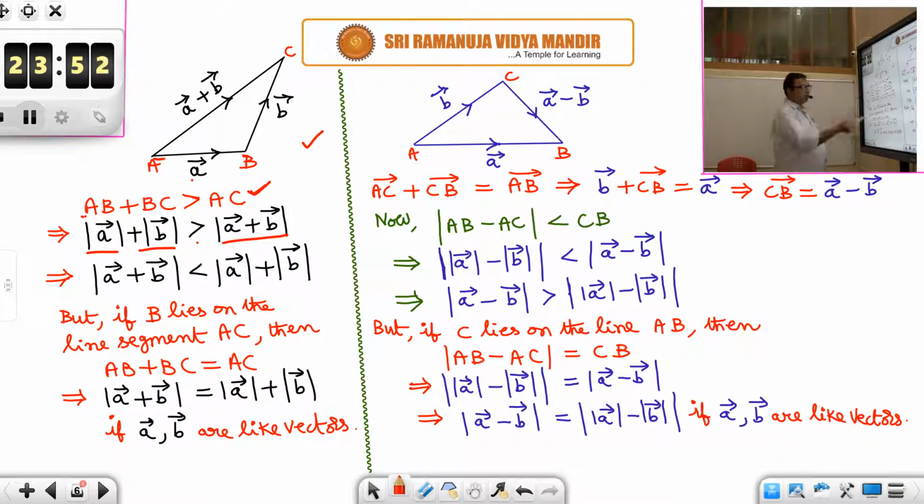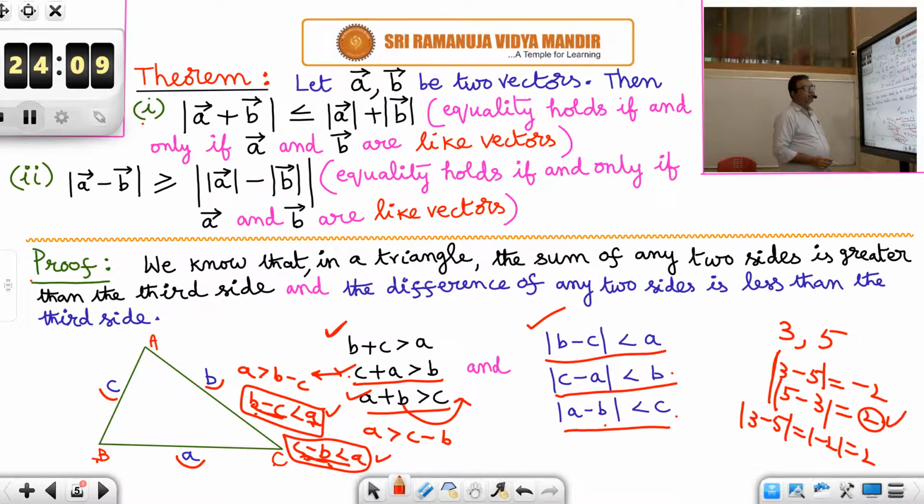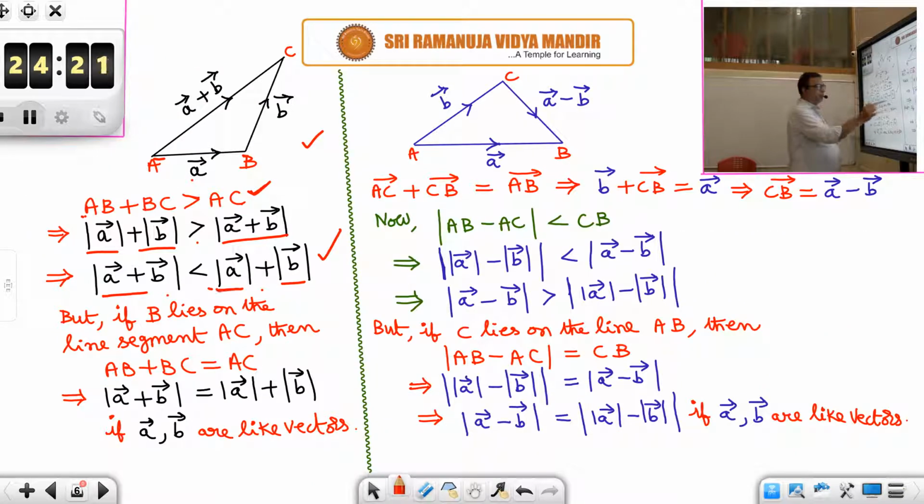So that's all. Now write in the reverse way. Mod of A bar plus B bar is less than mod A bar plus mod B bar. But in the theorem we have said mod of A bar plus B bar is less than or equal to mod A bar plus mod B bar. Go back and see. Okay, first point, you see. Mod of A bar plus B bar is less than or equal to mod A bar plus mod B bar. Again go forward. So here we have proved less than, but in the theorem we are saying that it can be equal also.